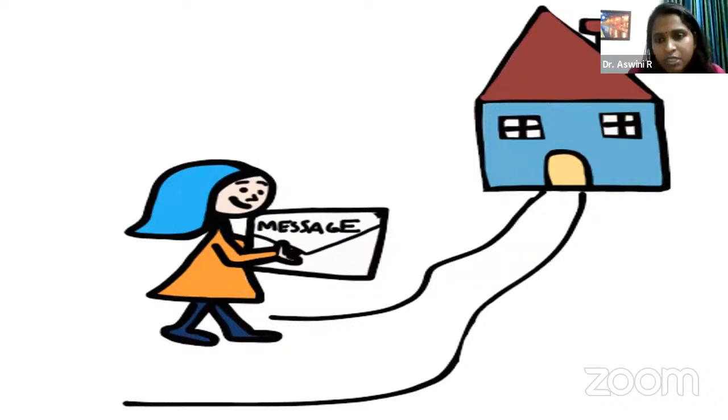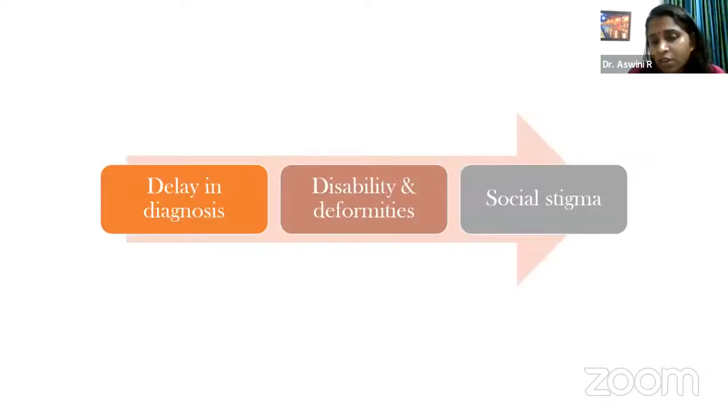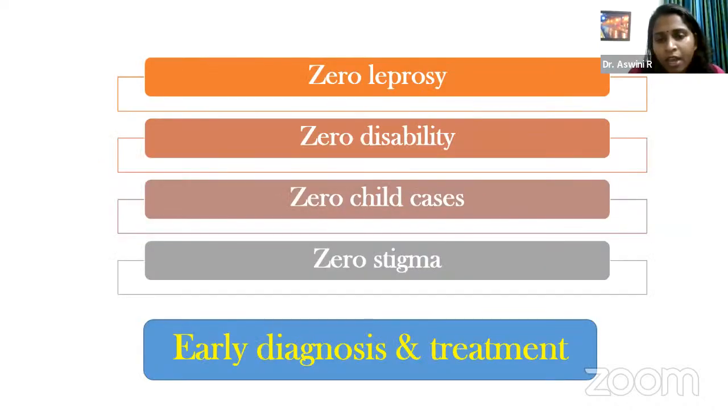So the take-home message is, the delay in diagnosis is what leads to the disability and deformities associated with leprosy, which in turn leads to the social stigma. And our aim is 0 leprosy, 0 disability, 0 child cases, and 0 stigma. And the key, or the answer, to all these is only one thing, that is early diagnosis and treatment.